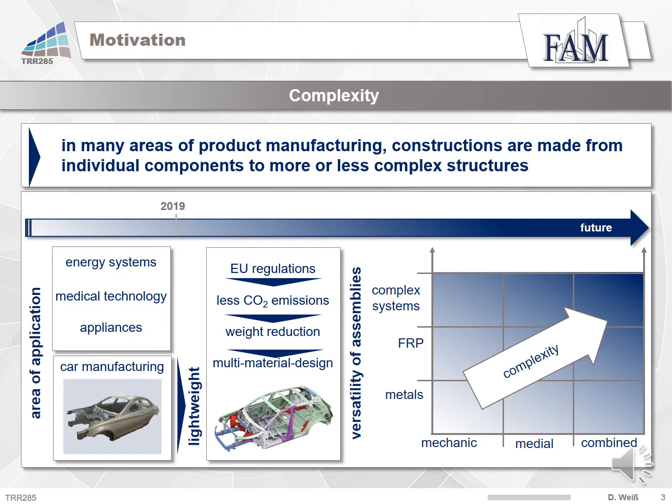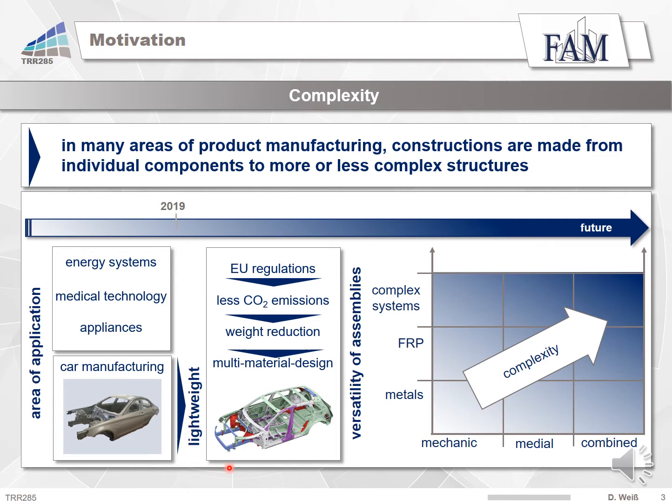Let's start with the motivation why this topic is important and became a project of the Special Research Area Transregio 285. In many areas of product manufacturing, constructions are made from individual components to more or less complex structures. Today we have many areas of application where we have these more or less complex structures like energy systems, medical technology, appliances, or most commonly, car manufacturing.